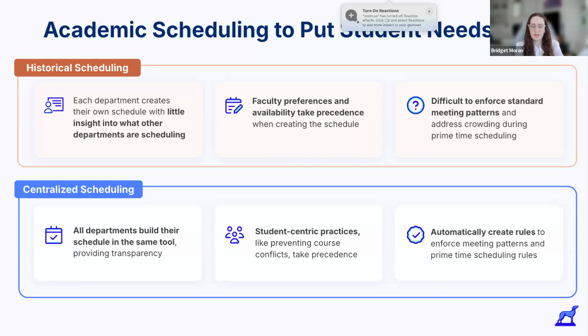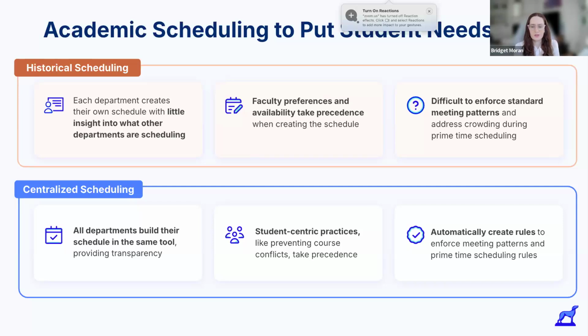And then, of course, I think the decentralized nature of scheduling can make it challenging to enforce some of those scheduling policies, such as standard meeting patterns, or perhaps limiting the number of schedules that can be offered during prime time. And this really makes it challenging for the folks who work in the registrar's office. They often have to check the schedules against each other, and maybe go back and forth after the fact to make sure that they're trying to correct for some of these errors that might happen.